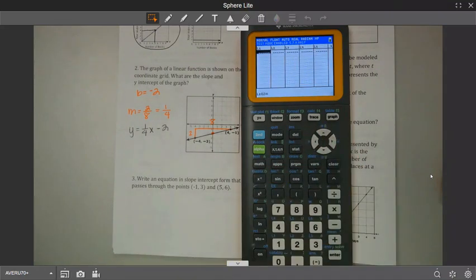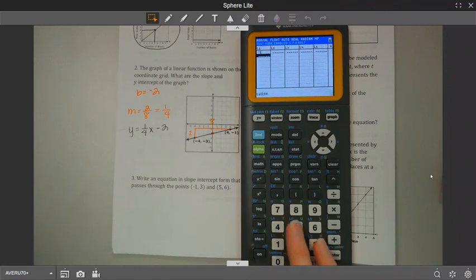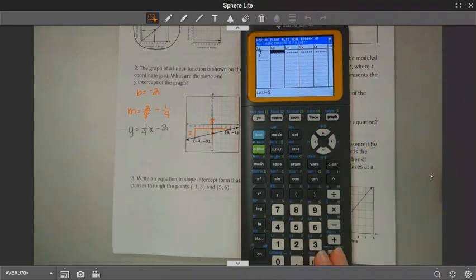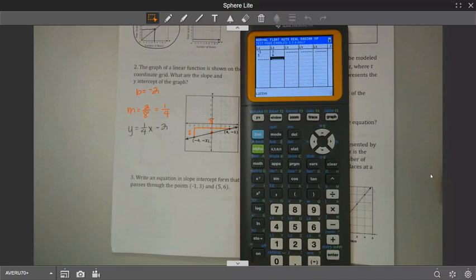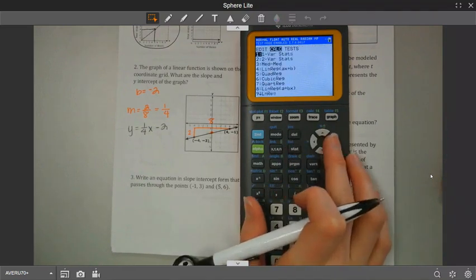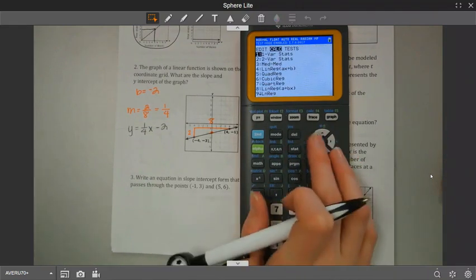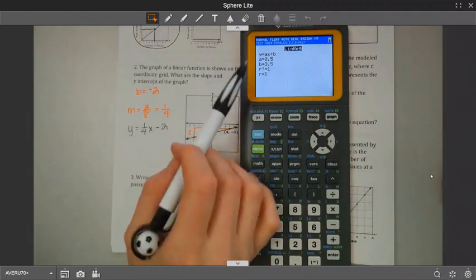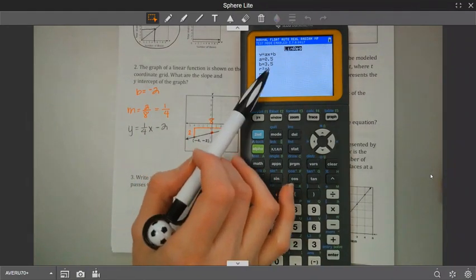So I'm going to type in my x values in list 1. So we have -1, enter, and then we have 5, enter. I can right arrow over and I can type 3, enter, 6, enter. We go back to stat, right arrow over to calc. I want the 4th option, linear regression, and I'm going to hit enter until the screen changes. And here I got a is 0.5, b is 3.5.